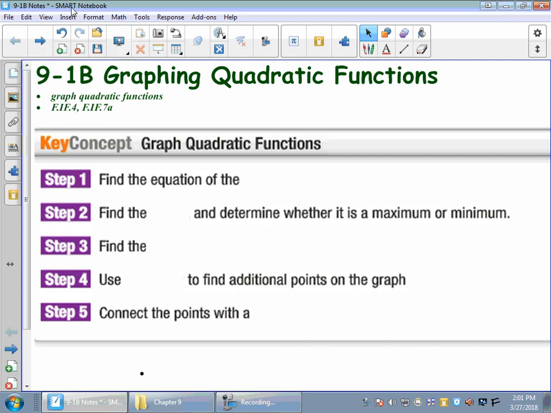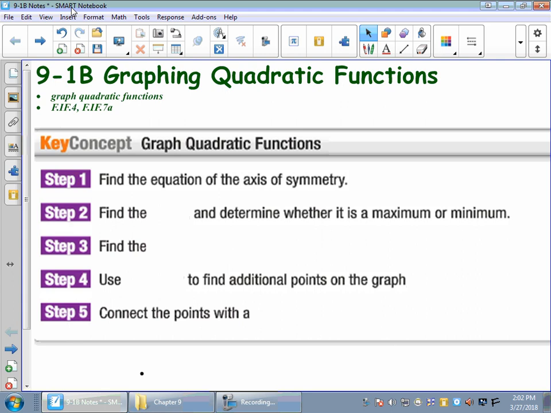These are your 9.1b notes on graphing quadratic functions. So yesterday, or in section 9.1a, we spent time just analyzing all of the other parts of the quadratic function, but we didn't quite graph it yet. So today we're going to use those parts to create the graph along with a t-table. If you understand how to make a t-table, you pick an x value, you plug it into the equation, and it gives you the y value, you should be all set.